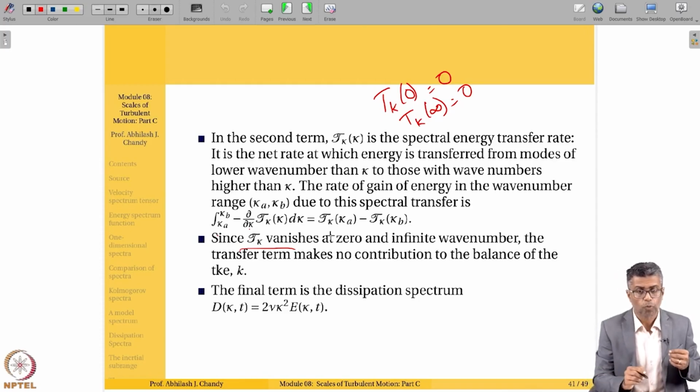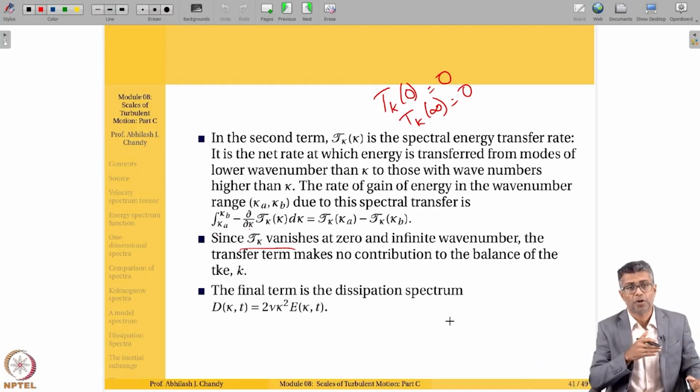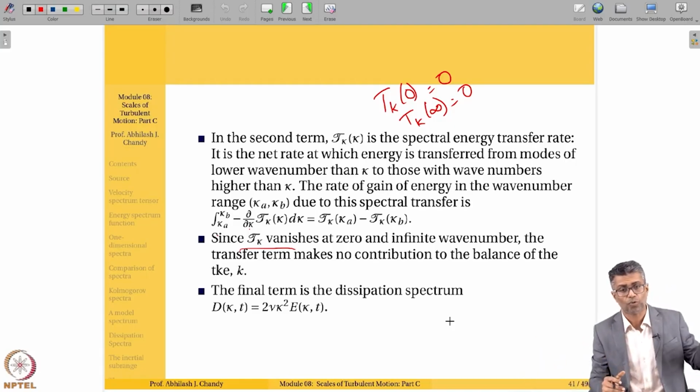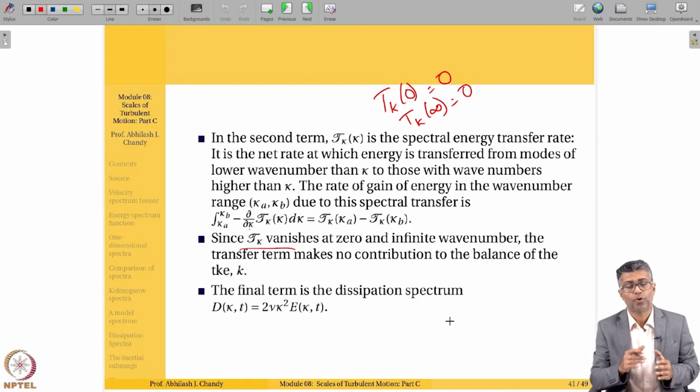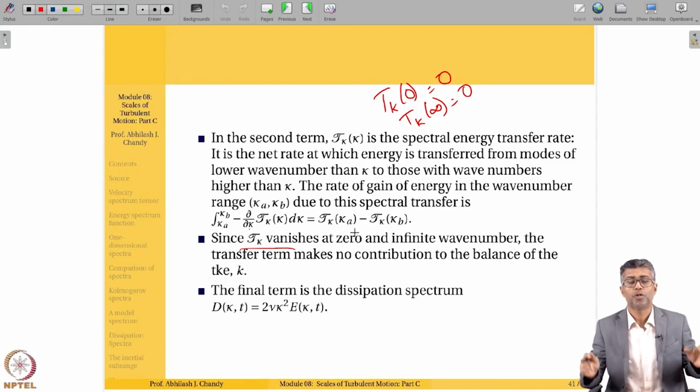Now, one thing I wanted to point out even the last time is why do we have a negative here? Because you are going from a smaller wave number to a higher wave number. It is not going from larger to smaller. You're going from a smaller wave number to a larger wave number, so you have a negative there. As a result, once you integrate this, you will get Tk of kappa A minus Tk of kappa B. So basically the difference of the two endpoints.